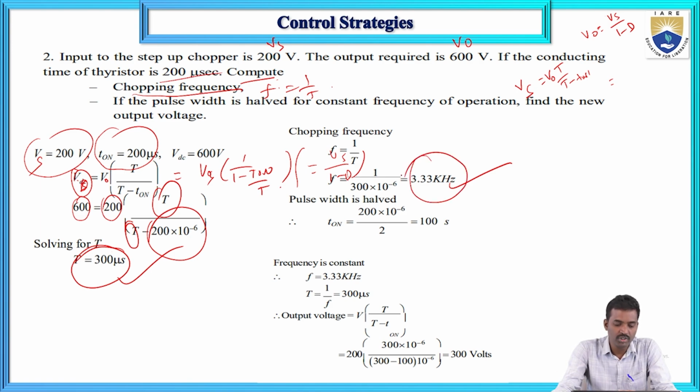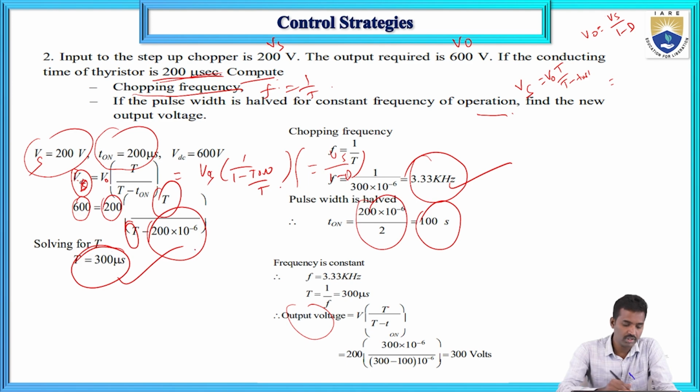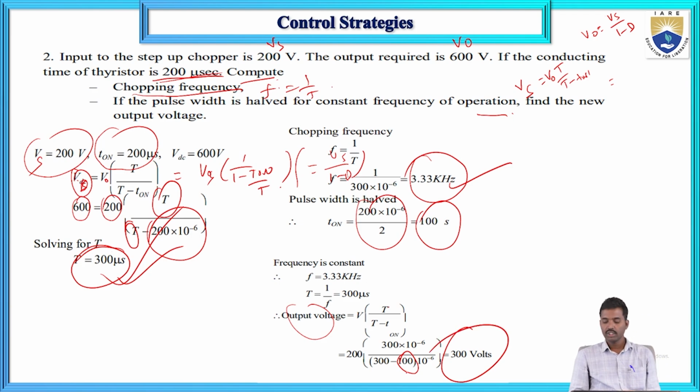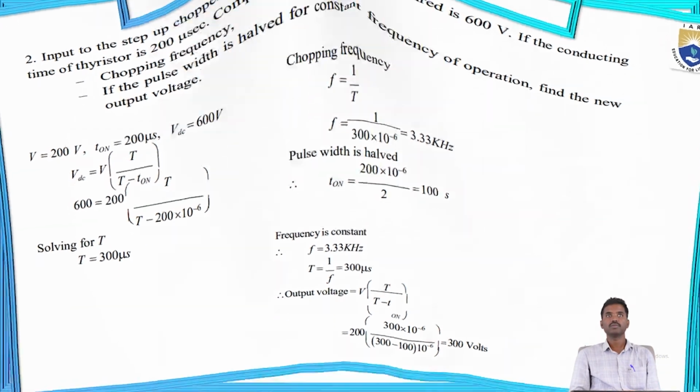Now the pulse width is halved for constant frequency operation. So the pulse width is half, which means T on should be half. Then the new output voltage: this 200 becomes 100 microseconds. T is given, and T on is 100 only. So the new output voltage equals 300 volts.